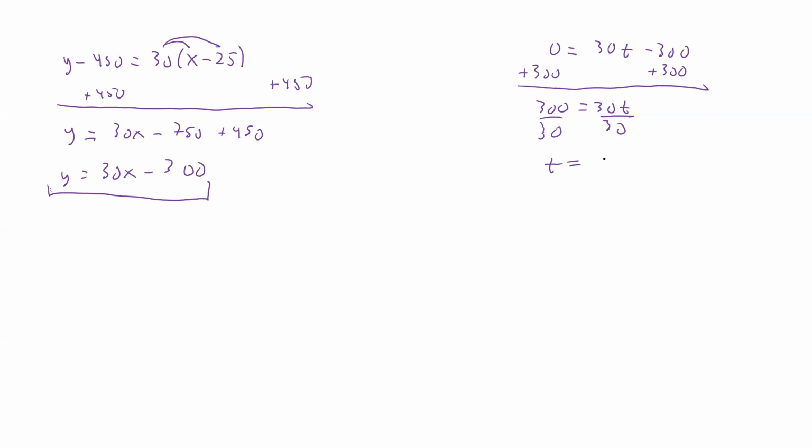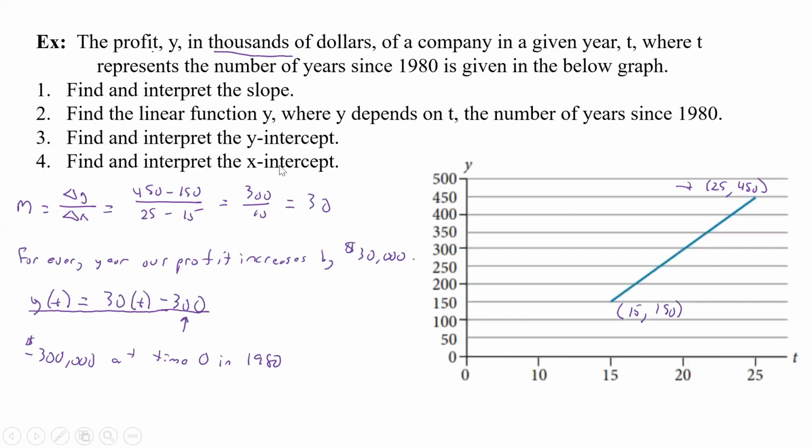And so t is equal to 10. And so what does that mean? That's 10 years after 1980. And so therefore, in 1990, the profit was $0. Okay, so that's the interpretation of our last one, the X-intercept. So it's going to be $0 right here in 1990.